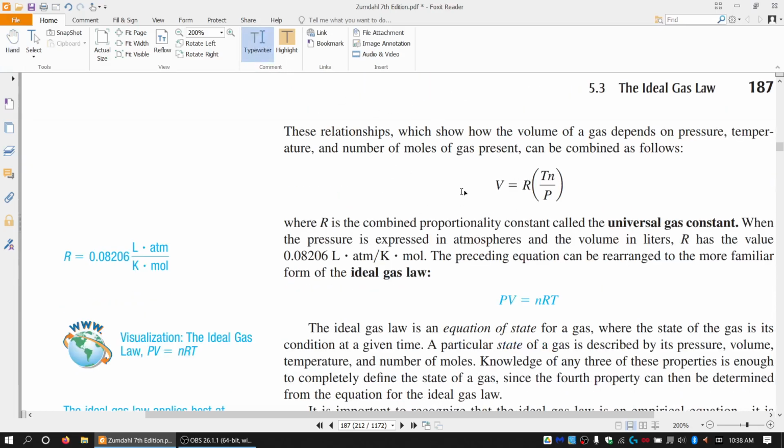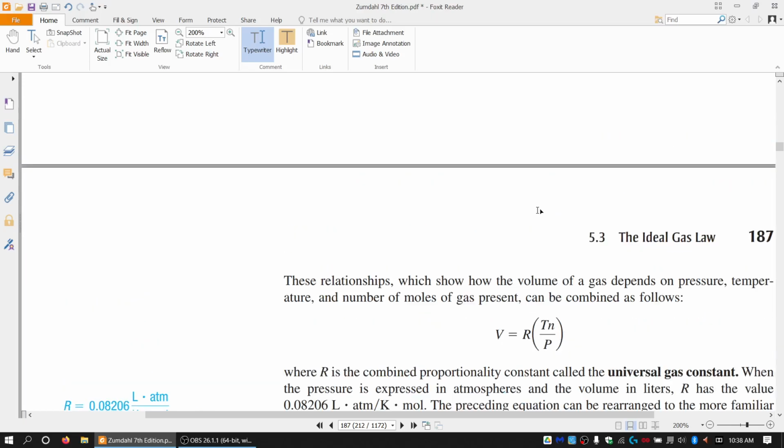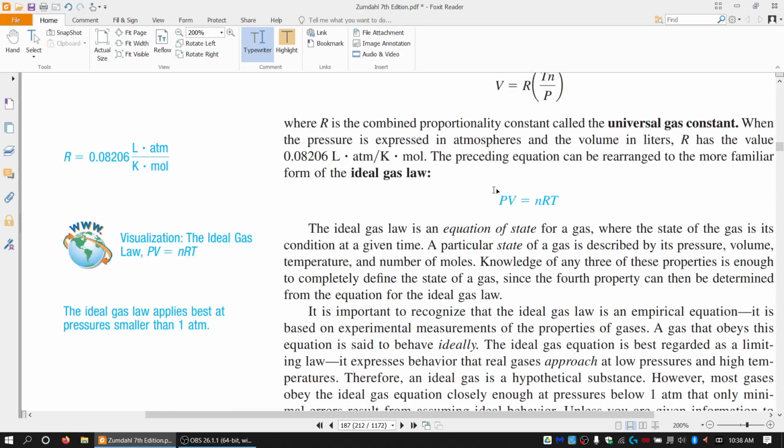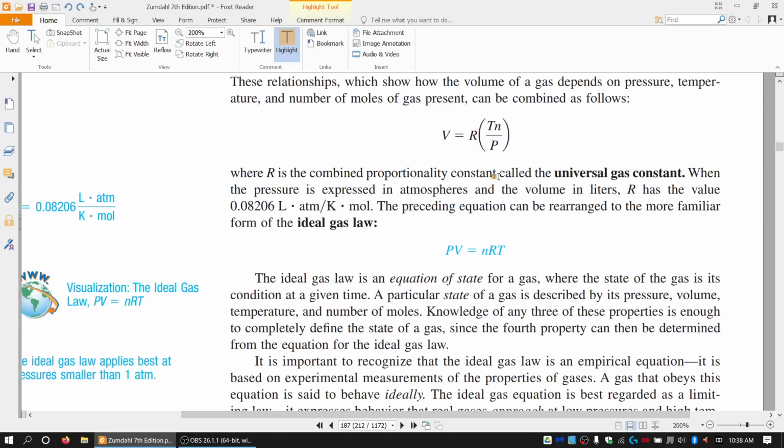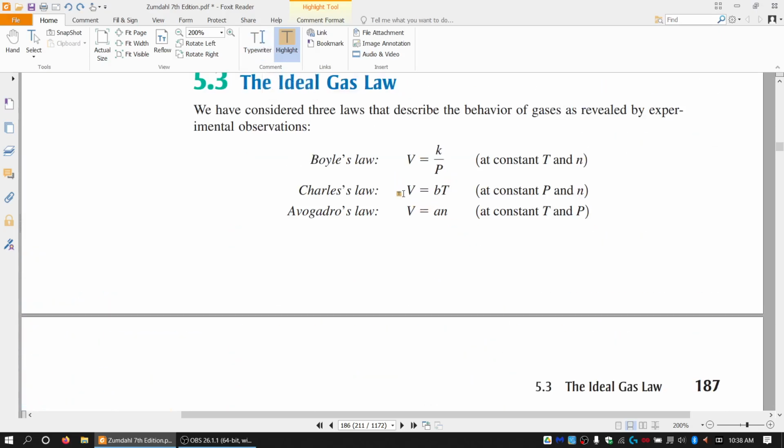And the ideal gas law is V is equal to R over Tn. If you substitute one law into the next, this is what you get: PV is equal to nRT, which is the ideal gas law. And what this does is it introduces another constant, because again, we talked about these being proportions.